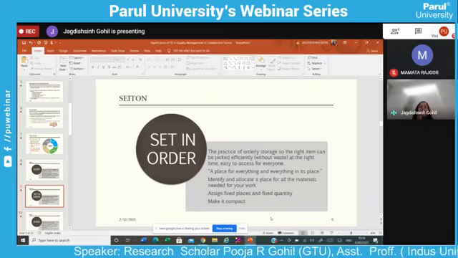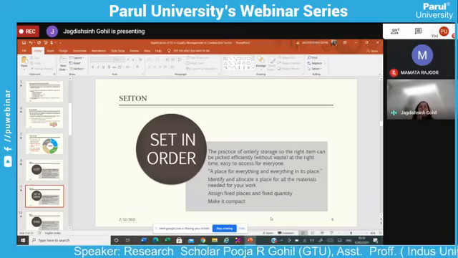So sorting and set in order we also do in our day-to-day life at our home as well as at our workplaces, right? We should identify and allocate a place for each and every material which will be required by us. Even we do it for our books, our laptop, mobile, everything. We have a fixed place for each and everything we use in our day-to-day life, right?